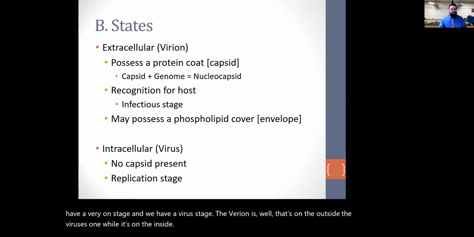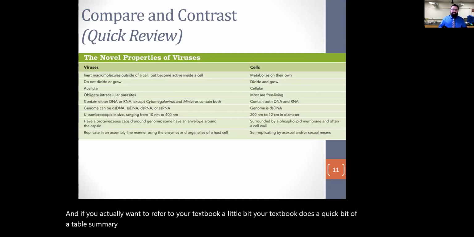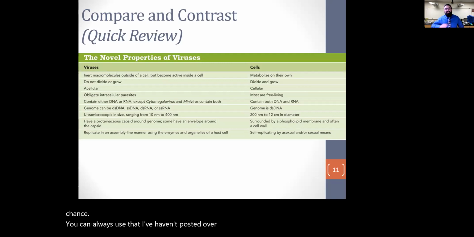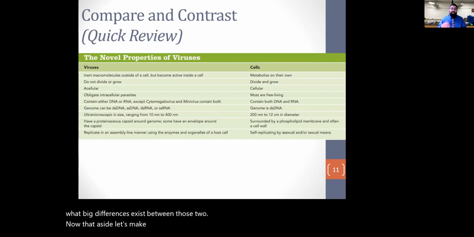And if you actually want to refer to your textbook a little bit, your textbook does a quick table summary in which it compares cells versus bacteria and things like that. So if you get a chance, you can always use that. I have it posted over here in the notes, so you can have an idea of what big differences exist between those two. Now that aside, let's make sure we understand this concept of how we classify them.